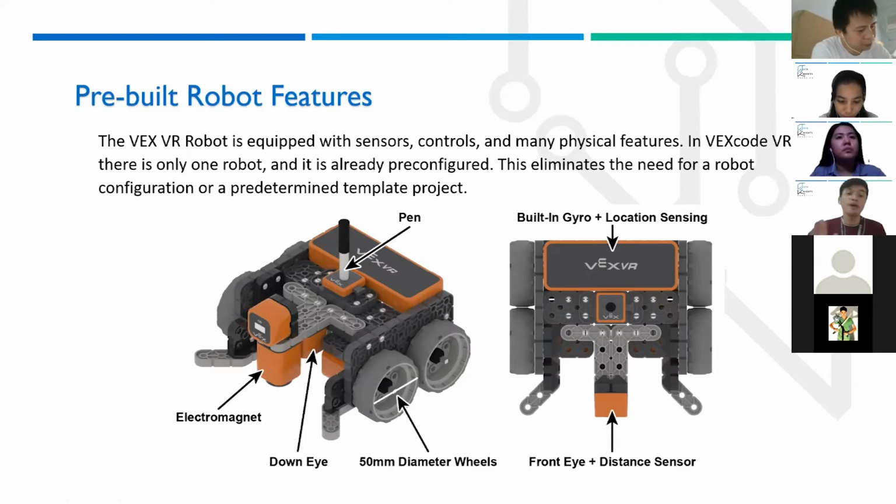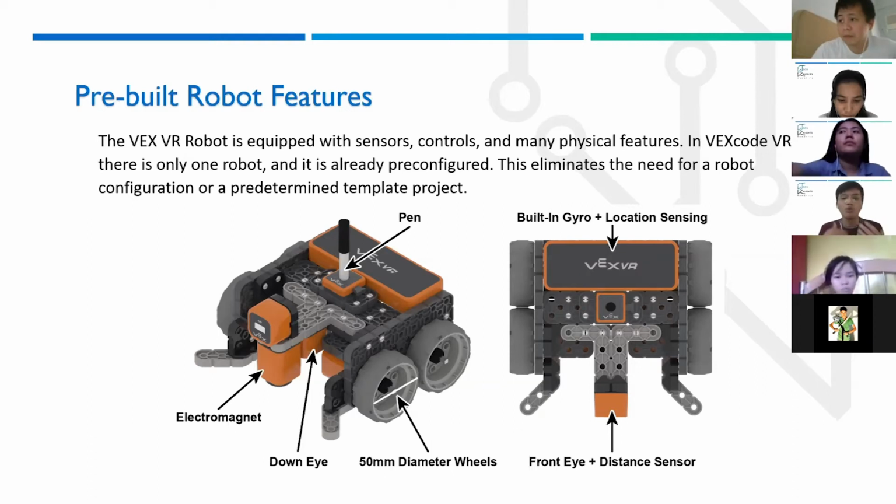It has a pen. The pen can be moved up and down. Once it's down, you are able to draw in four colors: black, red, blue, and green, which allows you a creative way of programming things. It's up to you how you will use it. But I'm going to show you how you can try to use it.